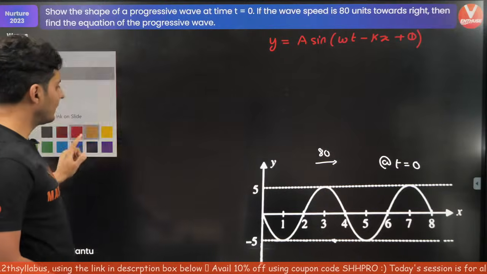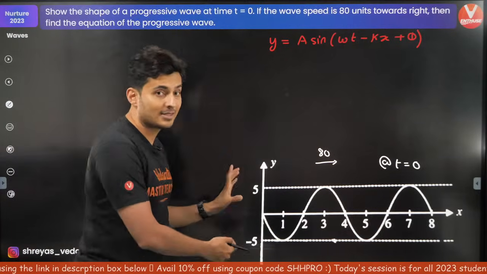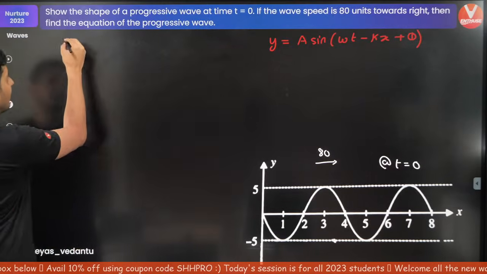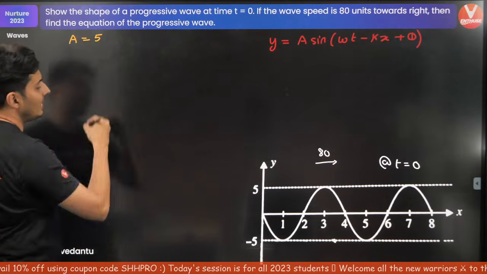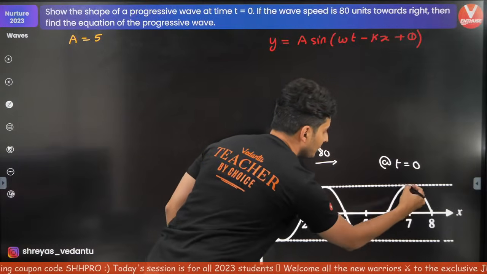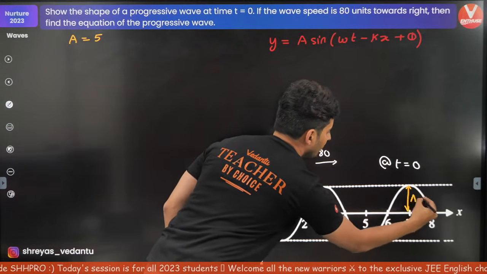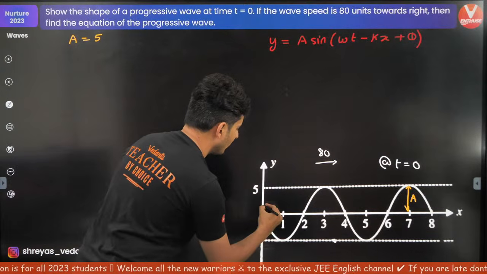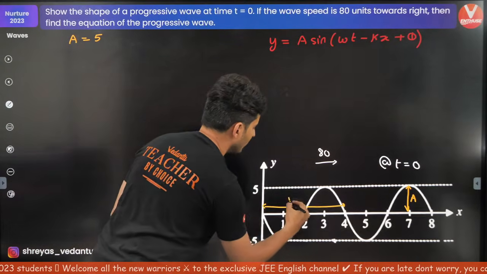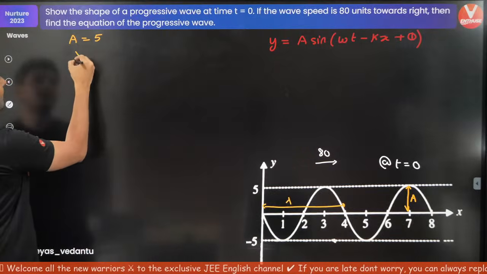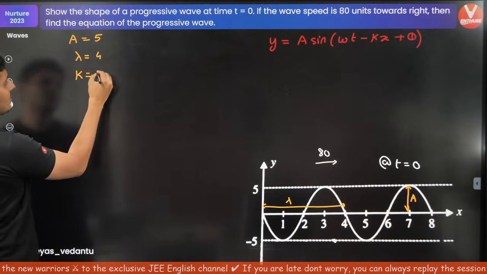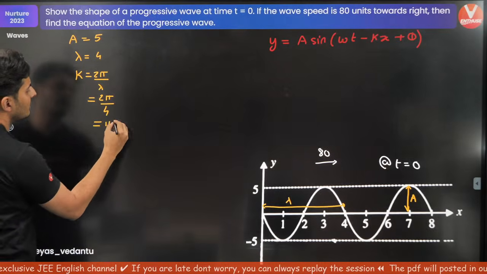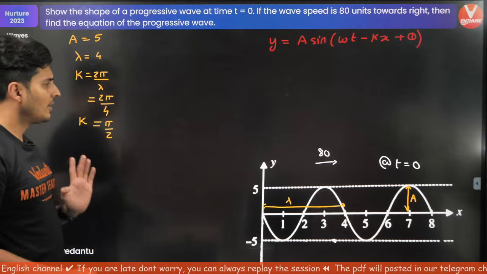If you observe carefully, you'll immediately realize the height of this graph is 5 units. So basically this height is 5, that means the amplitude is 5. That's what you get right from here. This is nothing but the amplitude. Next, you can see the wavelength right from here till here. This is your wavelength. How much is the wavelength? The wavelength is 4. So k, which is 2 pi by lambda, will be 2 pi divided by 4, which is pi by 2. So k is pi by 2.